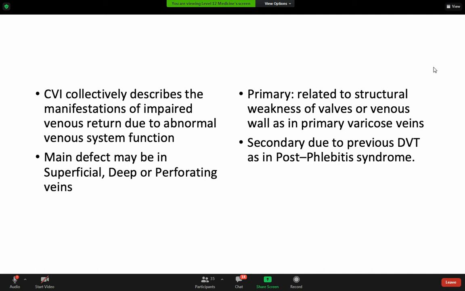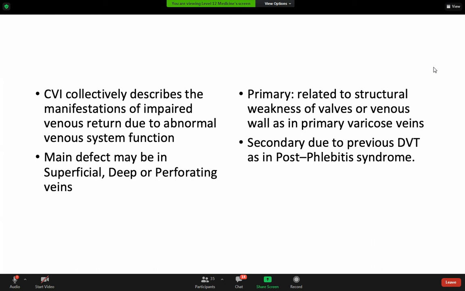So the venous insufficiency can affect either superficial alone or deep alone or perforators. So we can classify it as this, and also we can classify it as the cause. What is the cause of this insufficiency? So either primary or secondary.